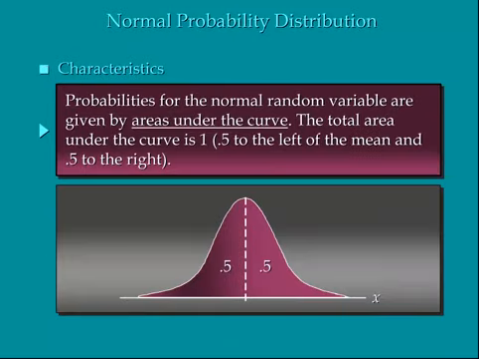Probabilities for the normal random variable are given by the area under the curve. The total area under the curve is 1. That's an important matter when you're dealing with continuous probability distributions, which include the normal distribution, where you construct a curve to represent the probabilities over intervals. And the total area under the curve is 1.